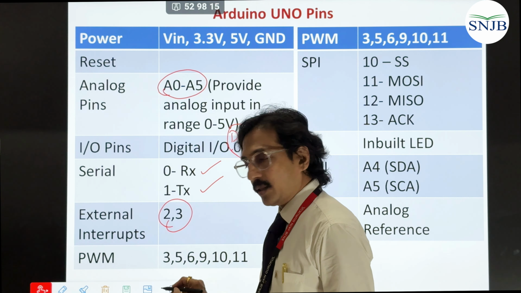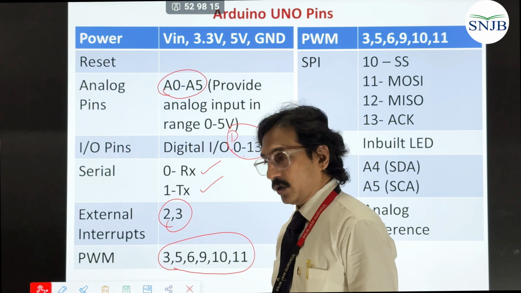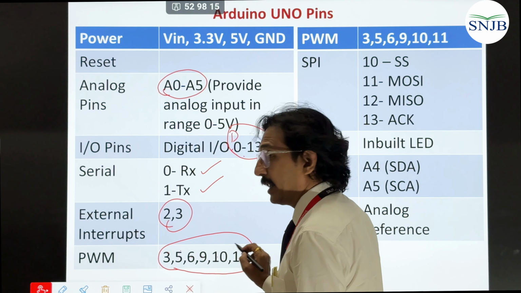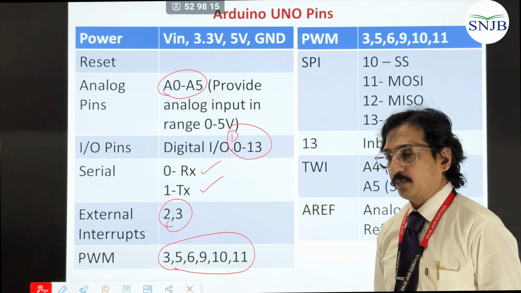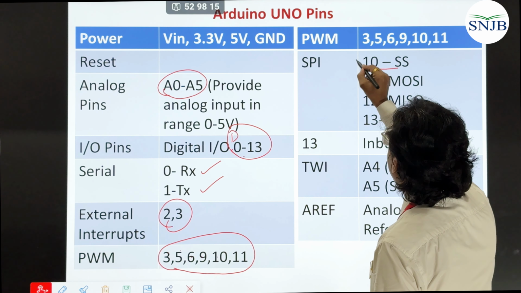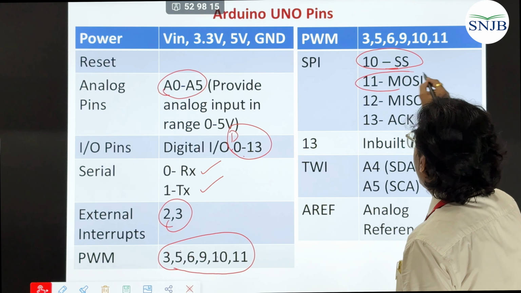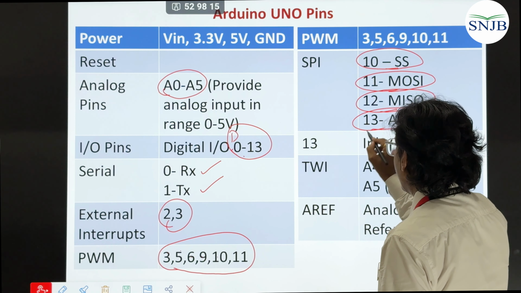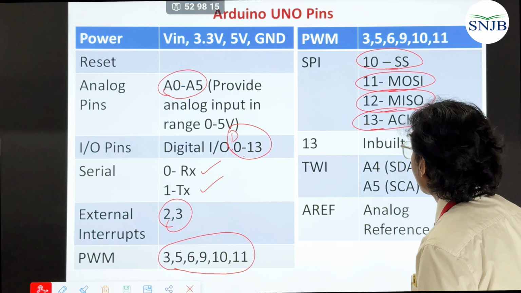It has pulse width modulation so that you can control the speed of the DC motor through pin number 3, pin number 5, 6, 9, 10 and 11. It also supports the serial peripheral interface. So slave selection is there, master output slave input is there, master input slave output is there, and clock. These are the 4 pins dedicated for serial peripheral interfacing.